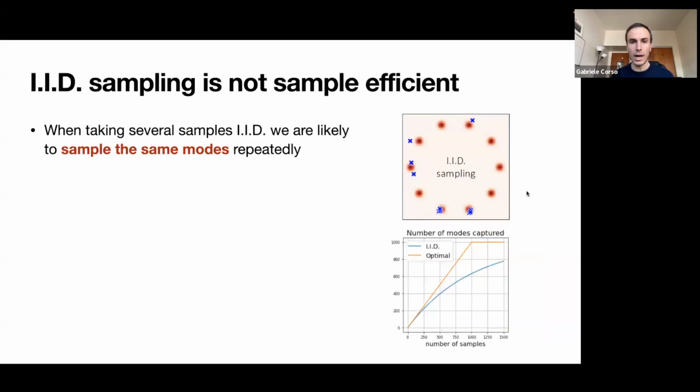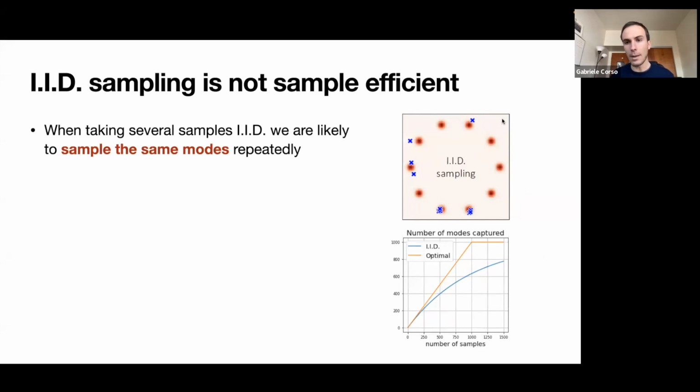And why is I.I.D. sampling not efficient? First of all, for those that are not familiar, I.I.D. sampling just means basically taking independent samples from the same distribution. So we train a model, let's say a diffusion model or some other model, to generate samples from some distribution. And then we apply this model independently multiple times to obtain multiple samples.